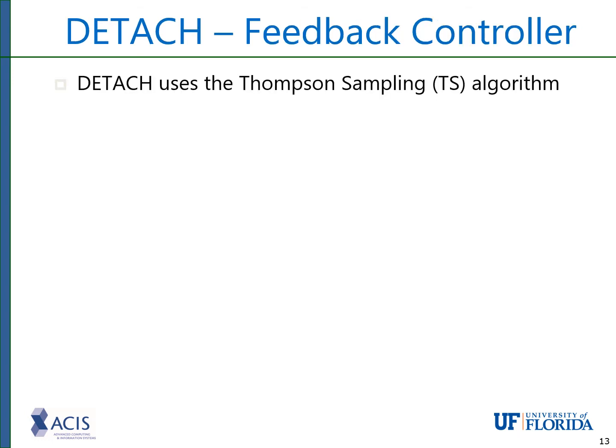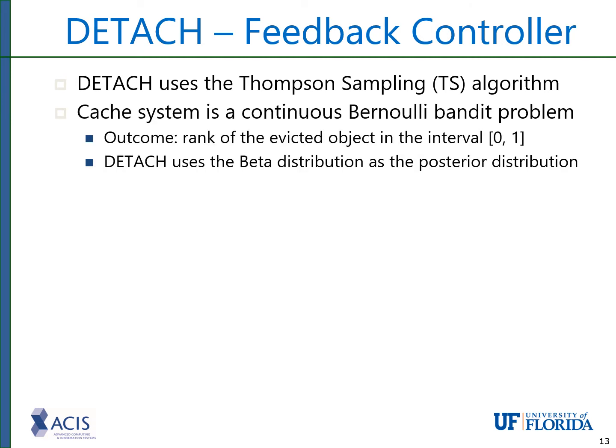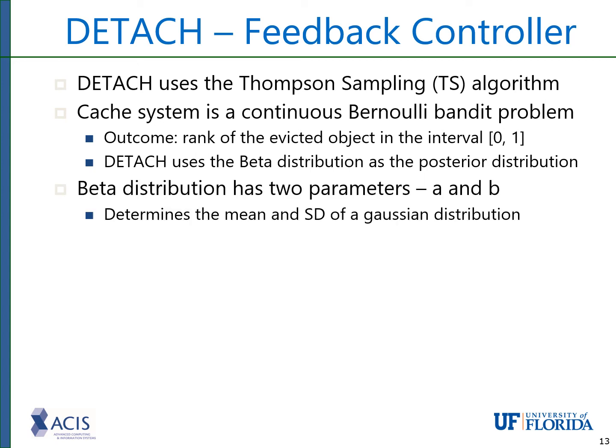Moving on to the feedback controller, DETACH uses Thompson sampling as stated earlier. A cache system is actually a Bernoulli bandit problem since the outcome is usually a 0 or 1 representing a miss or a hit. However, in our case, it becomes a continuous Bernoulli bandit problem since we consider the outcome to be the normalized rank of the evicted object, which lies in the interval 0 to 1. DETACH uses the beta distribution as the posterior distribution in order to exploit the conjugacy property between the Bernoulli distribution and the beta distribution. The beta distribution has two parameters A and B, which are also called shape parameters, which help in determining the mean and standard deviation of a Gaussian distribution.